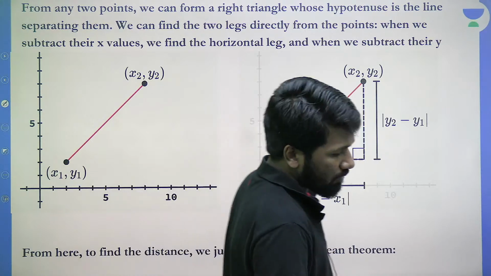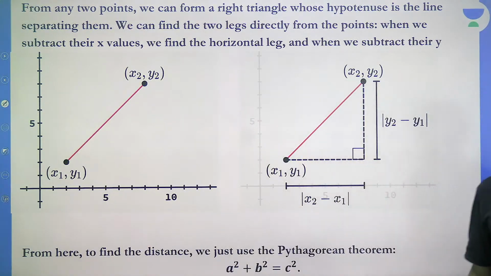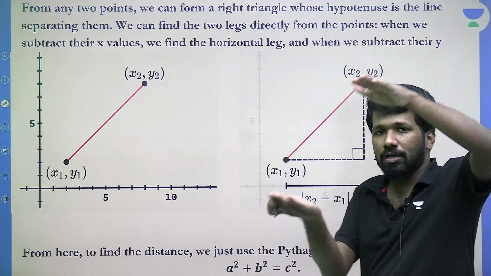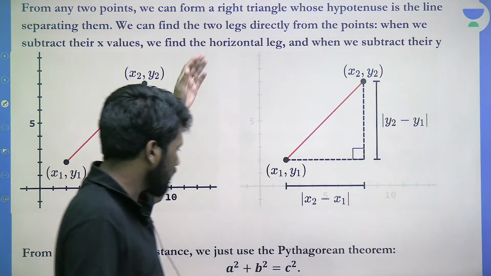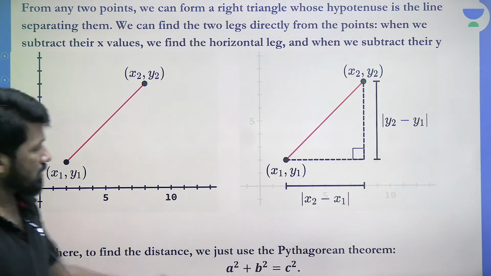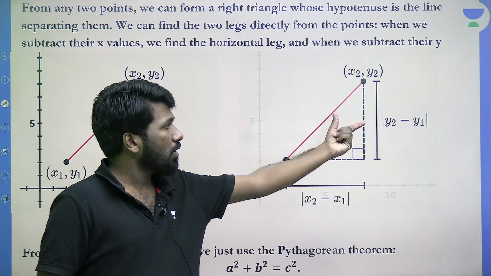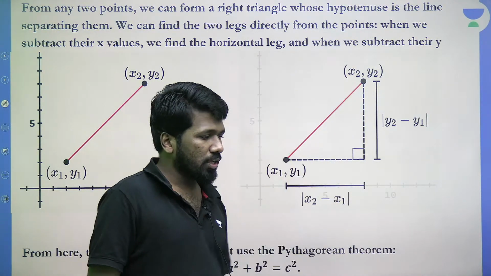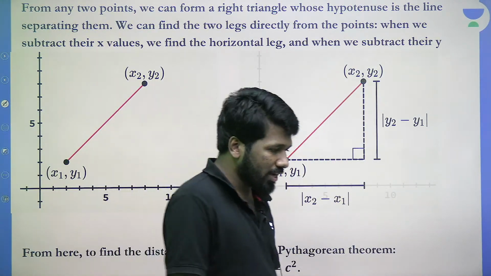So we can generalize that thing like this. I just told you the horizontal difference and the vertical difference. Now you can go through this. We can generalize it as modulus of x2 minus x1, and y2 minus y1. We are putting a modulus because distance cannot be negative.